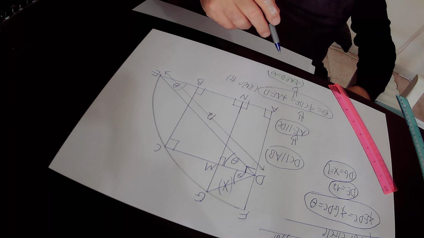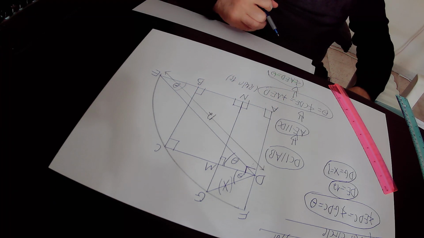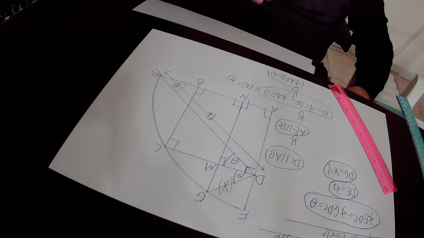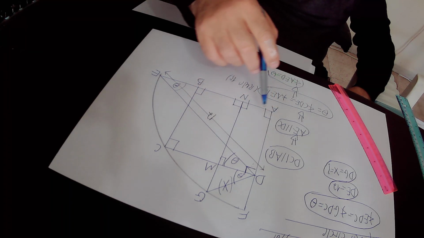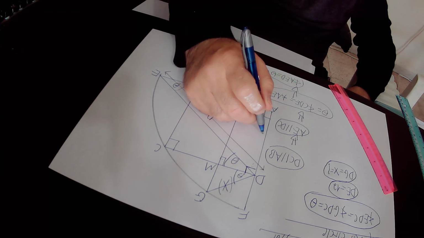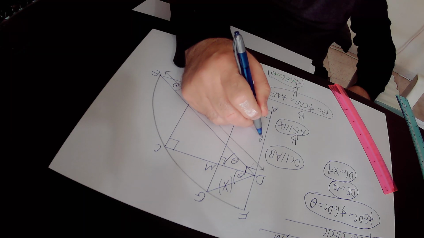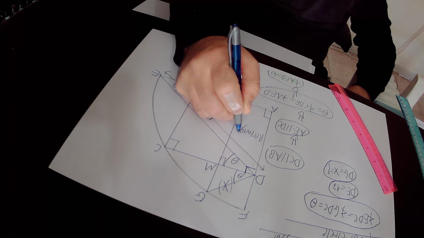So inside this quadrilateral DMAN, we have 4 right angles. And any quadrilateral that has 4 right angles must be at least a rectangle, if not a square. So we relate to this quadrilateral DMAN as a rectangle. So I write it down: this quadrilateral DMAN is a rectangle because it has 4 right angles.